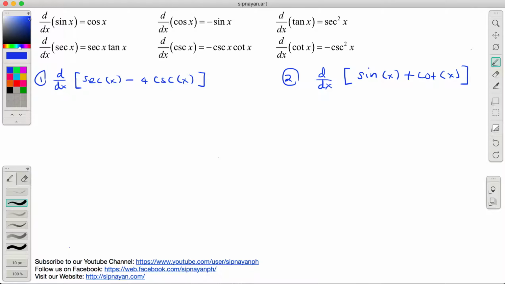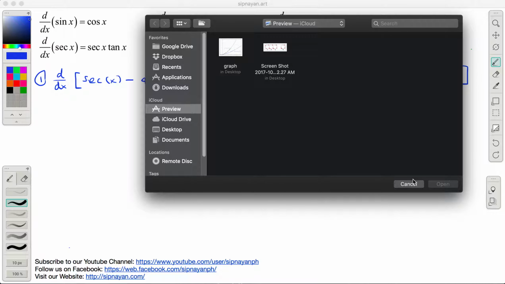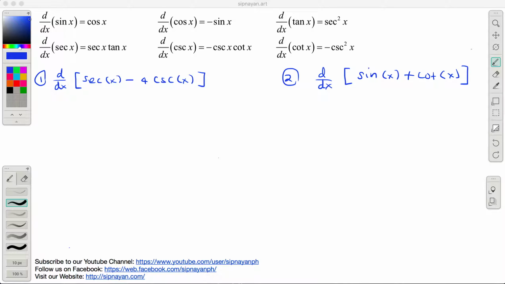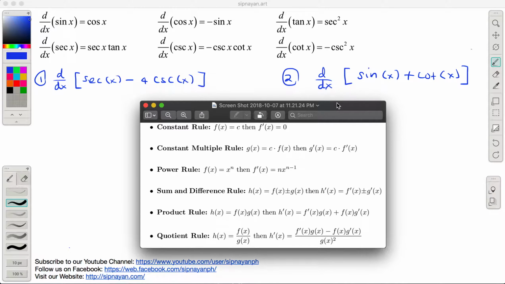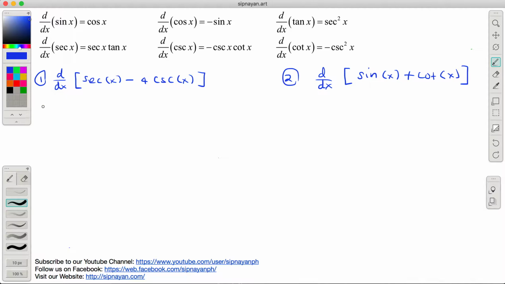So naalala niyo pa yung rules natin, no? Anong ginagawa natin pag may magkahiwalay na functions o na expressions separated by addition or subtraction? Ito yung tinatawag natin na sum and difference rule, no? So ginagawa natin is we take the derivative of the expression separately. So meaning, yan sum and difference rule natin, just a reminder, no? Just a recall. So d dx, meaning we get the derivative of secant x, no?